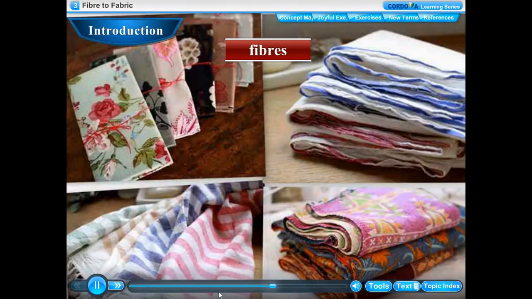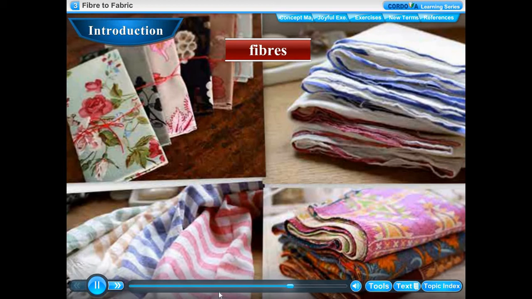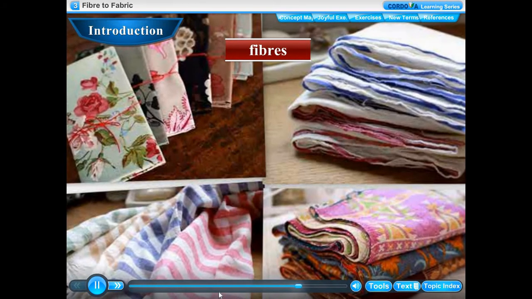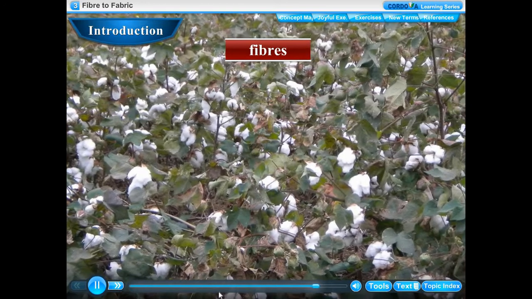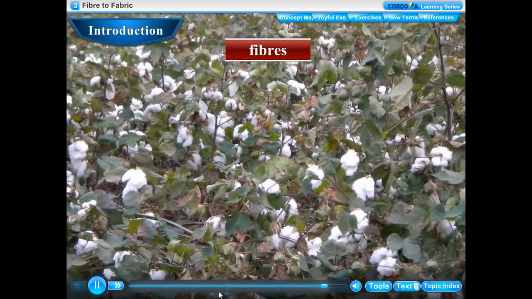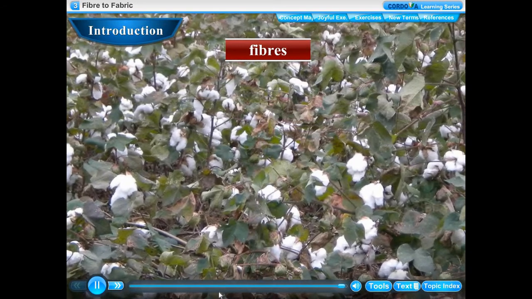The clothes we wear are made from different kinds of fabric, made of different fibers. We know how to obtain cotton fibers from the cotton plant. In this chapter, we will study how fibers are obtained from animals.